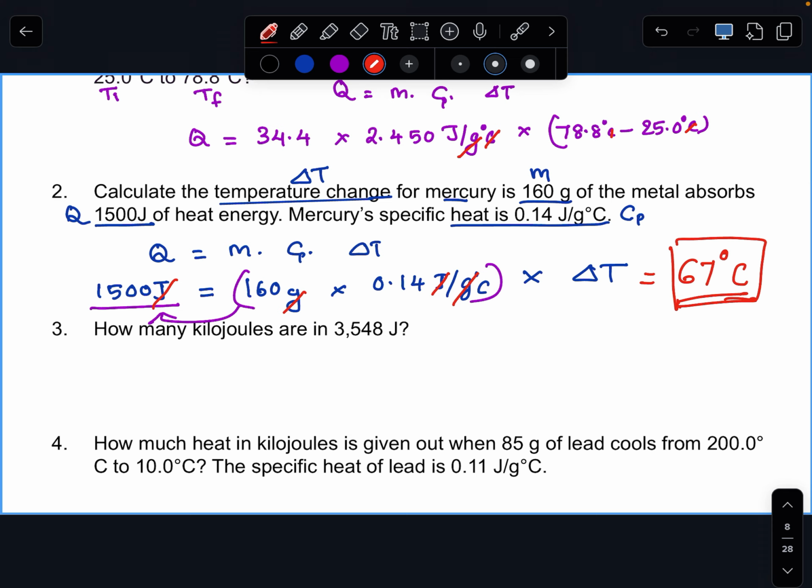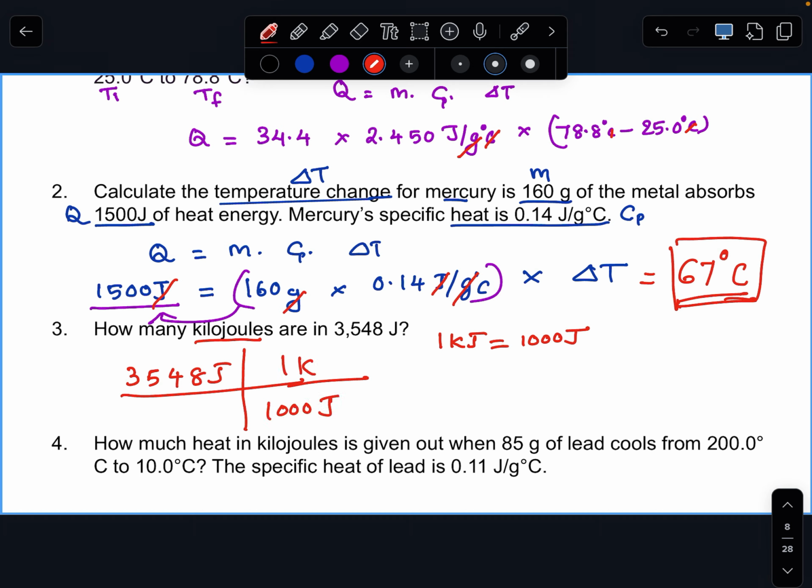Okay, now there is a conversion question. We already said how to convert joules to kilojoules. We know that 1 kJ is equal to 1000 joules. So 3,548 joules will be what? You don't need a calculator, or to write a step for this. I'm just writing since some of you need to understand. Just divide by 1,000. So the answer is 3.548, and the unit will change into kilojoules. Kilojoule will be a small value because the bigger the unit, the smaller the value you get. The smaller the unit, the bigger the value.